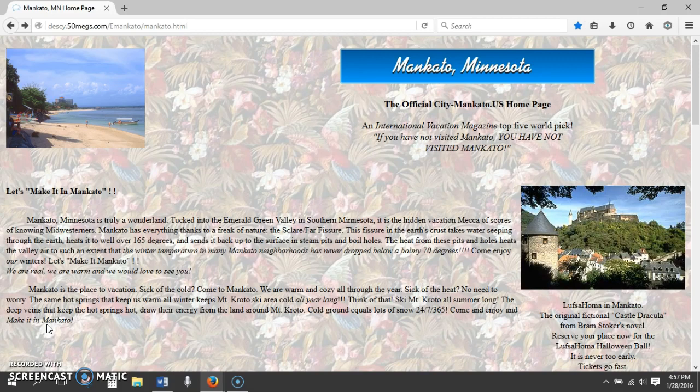Wait a minute. Warm and cold? Back up here in the first paragraph, it says that the winter temperature in many Mankato neighborhoods has never dropped below a balmy 70 degrees. How is it that it can be 70 degrees in some neighborhoods, yet snow all year round for the ski area? That doesn't make sense and makes me question this website still further.